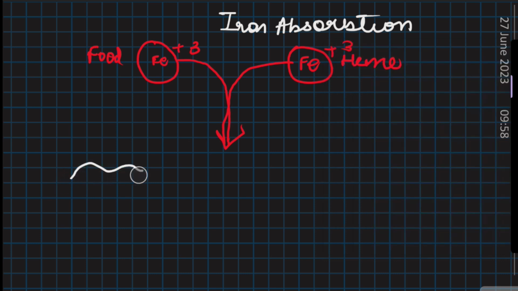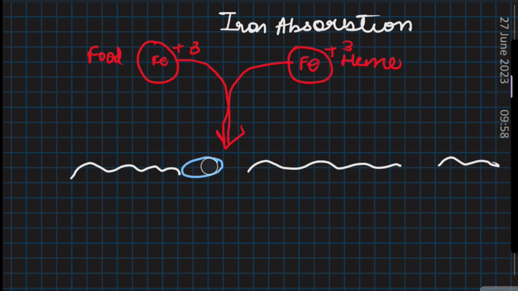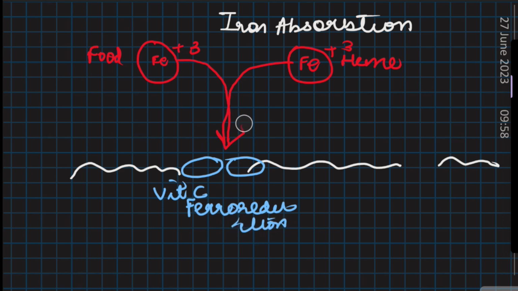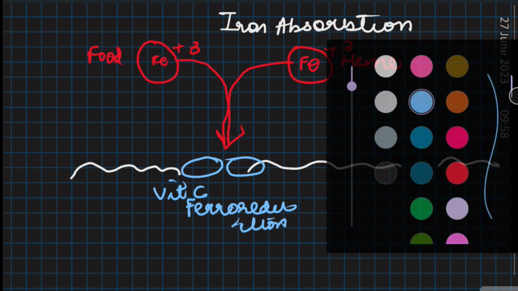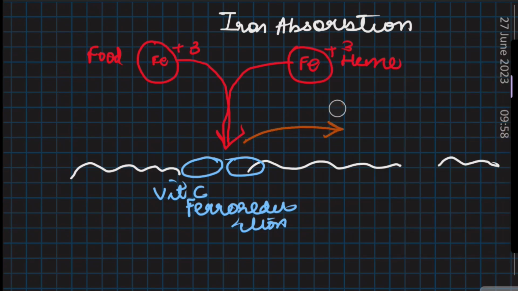So let's say these are the cells of intestine from where the ferric part will absorb in the body. Now here there is something that is called as vitamin C ferroreductase. So what happens here, the ferric form, that means Fe plus 3, will convert into Fe plus 2. It will reduce to Fe plus 2.